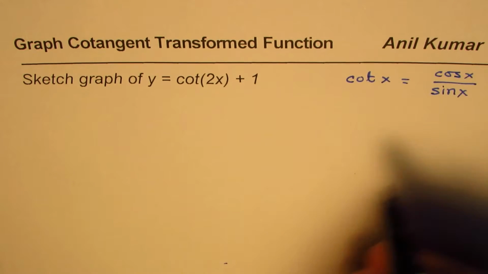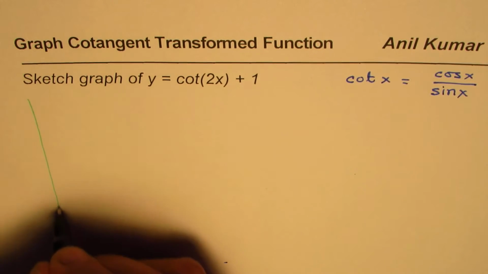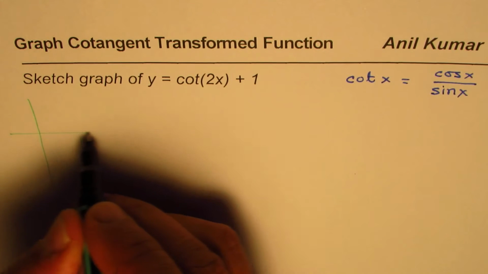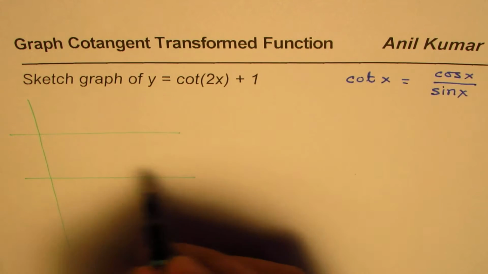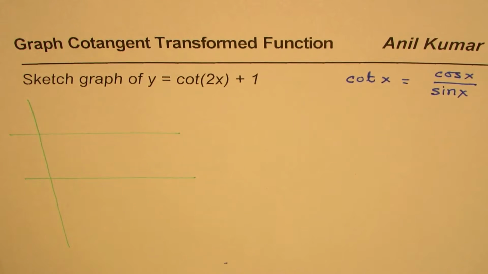What I'm trying to say here is, let us analyze the graph of cos x and sin x, and then we will sketch cotangent x, and after that we will sketch the transformed function which we need to sketch, right? So let us try to understand the whole process.